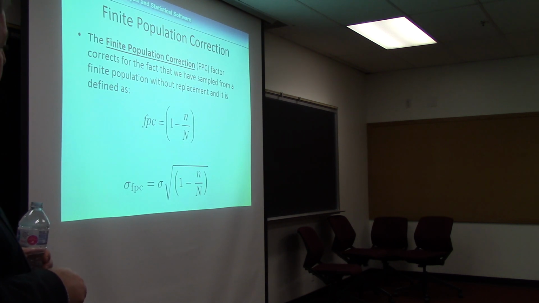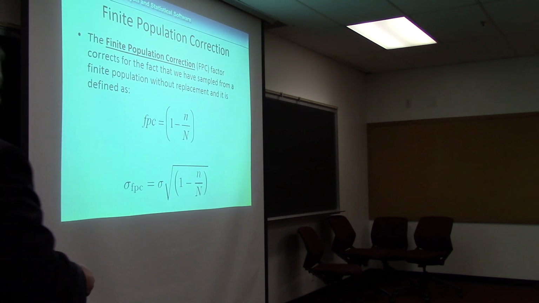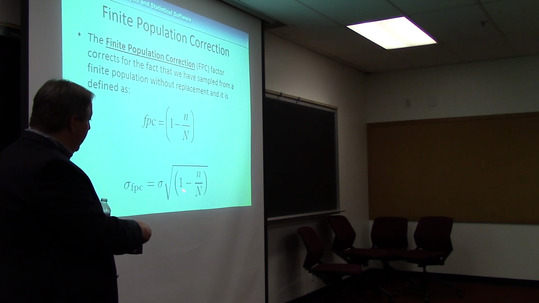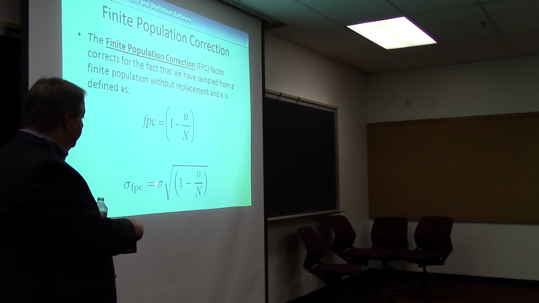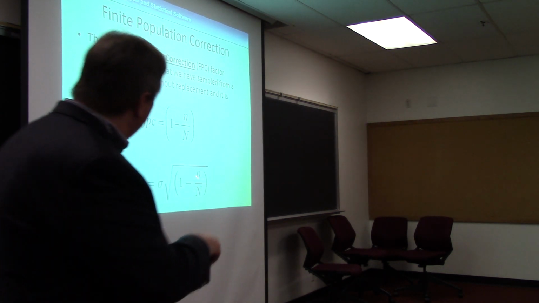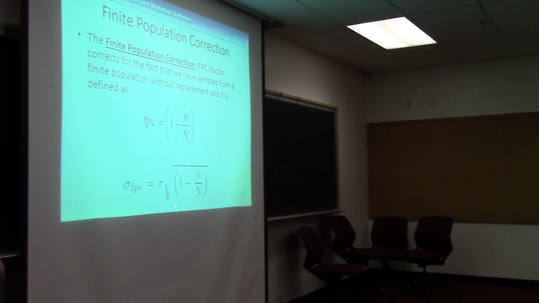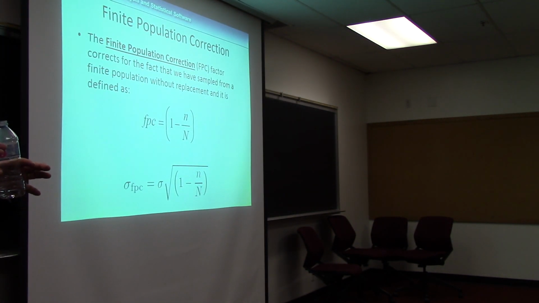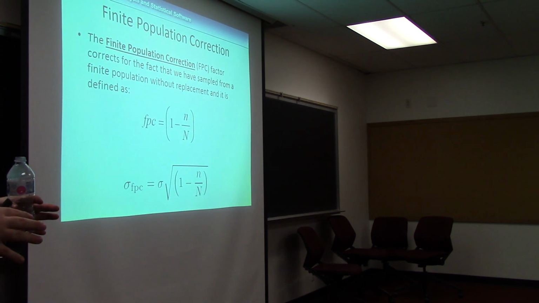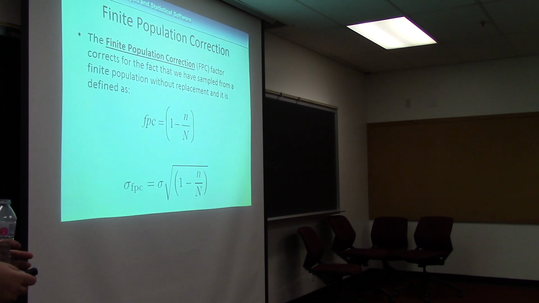So that's what the FPC is, and the standard error corrected for the FPC is equal to whatever the standard error was before times the square root of the FPC. Well, that means that the FPC, because it's going to be less than 1, is going to shrink the standard error. And if I shrink the standard error, that will also get me more statistical power.